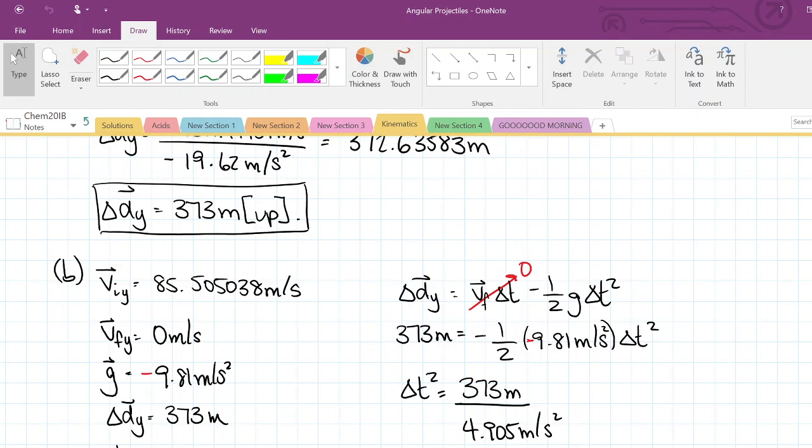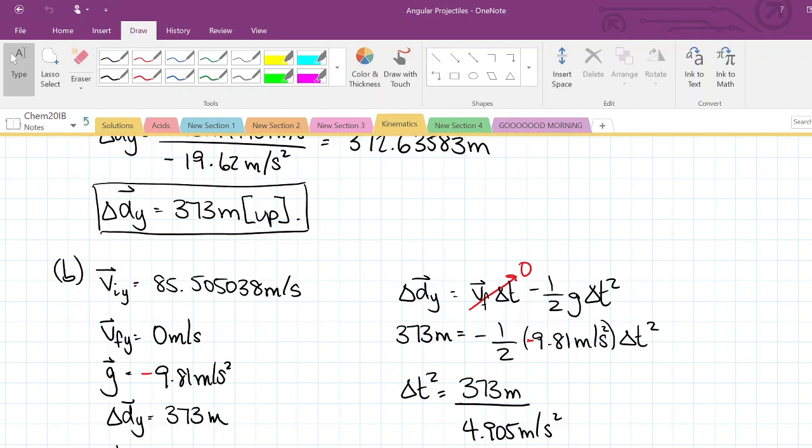So I know my velocity initial in the y direction. I know my velocity final. I know gravity. Now I know my displacement in the y direction, so I can figure out what is my time up. And really, at this point, I've got my pick of the litter in terms of formulas.